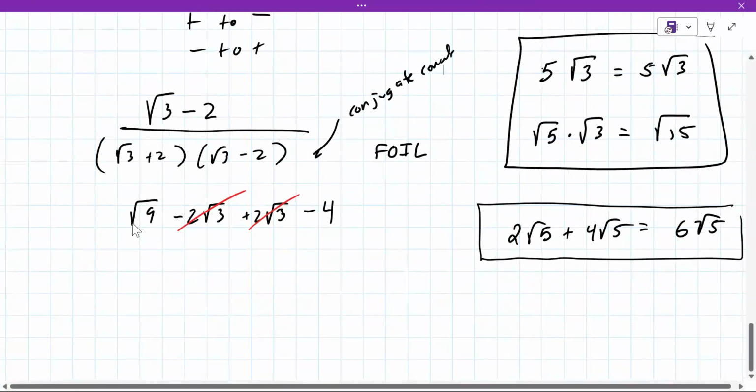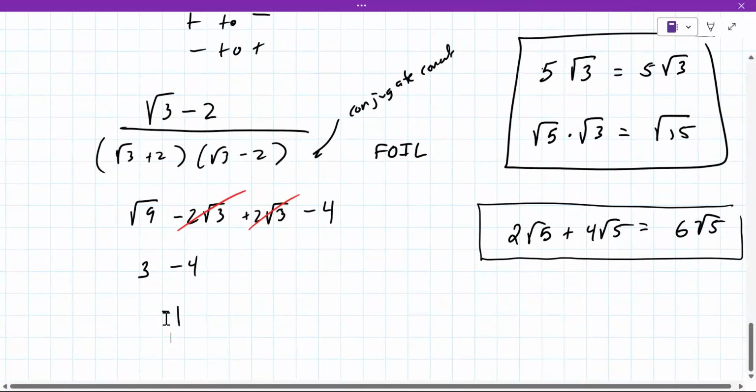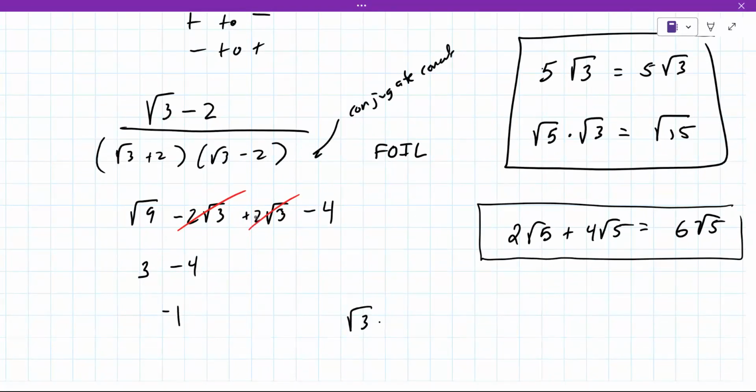All right, so the square root of 9 is 3. 3 minus 4. So the whole bottom, everything on the bottom always becomes a number. It never has a root in it. Like you said, the conjugate causes things to cancel. And that's what you're seeing down here in red. So it's the top, the square root of 3 minus 2 over -1.